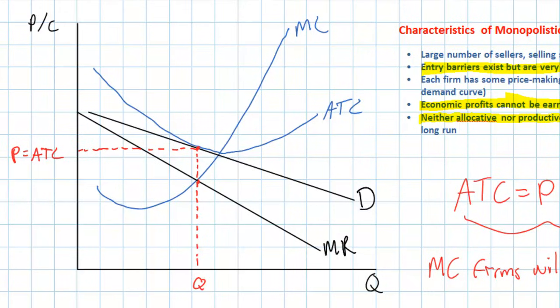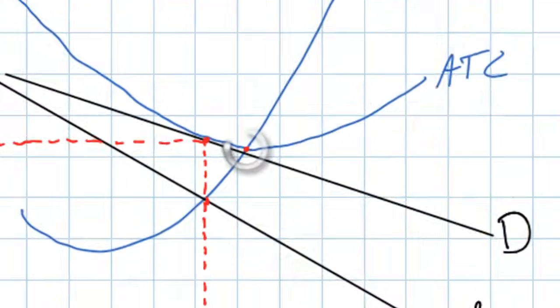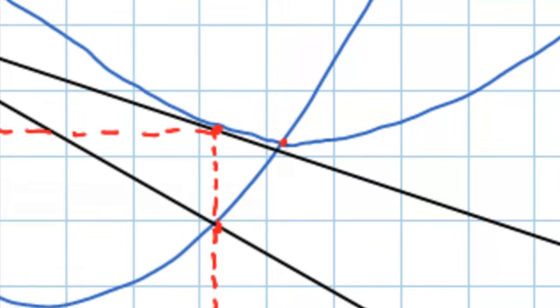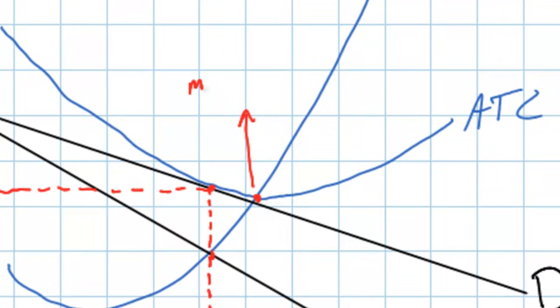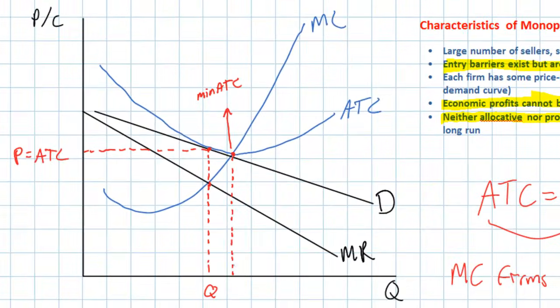The reason for this is that, if we look very closely here, we can see that at the quantity that each firm in this market is producing, the minimum average total cost is not being achieved. So how do I know that? That's because marginal cost equals average total cost at its lowest point. So this right here is where ATC is minimized. In other words, that is the quantity that is productively efficient. I'll call that QPE for the productively efficient quantity.